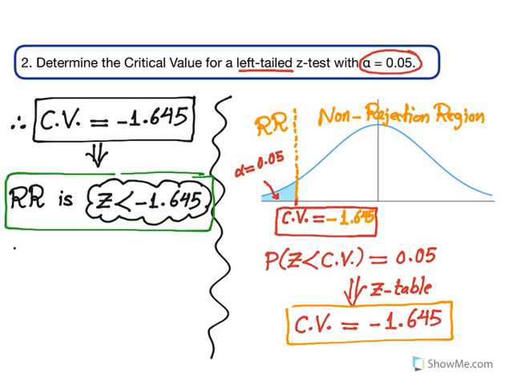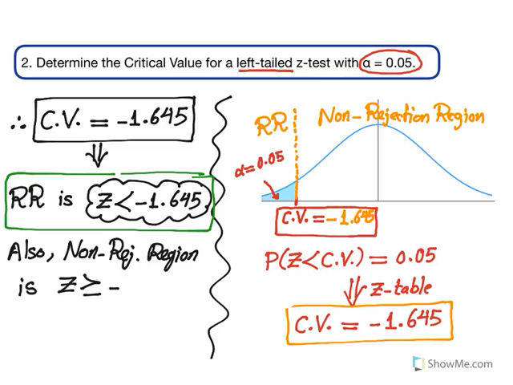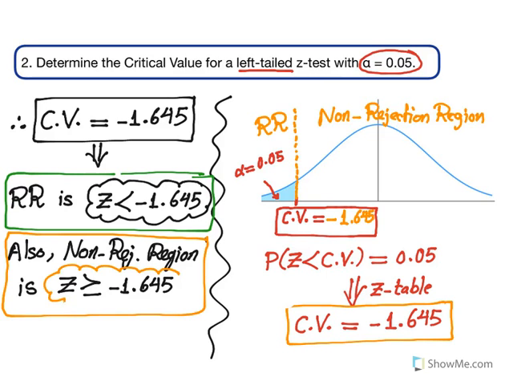And now also the non-rejection region. Remember, rejection and non-rejection for what? For H0, for the null hypothesis. So the non-rejection region in this case is any Z that is bigger than or equal to the critical value that we found, negative 1.645. That's how we write the non-critical or non-rejection region mathematically. So here is the answer to the non-rejection region for this one.